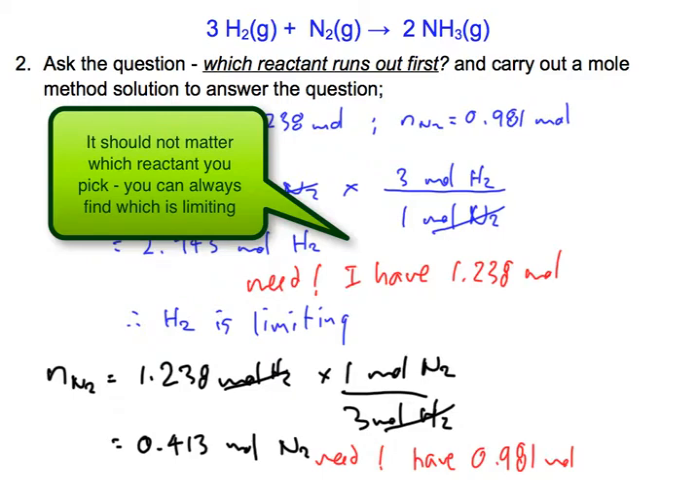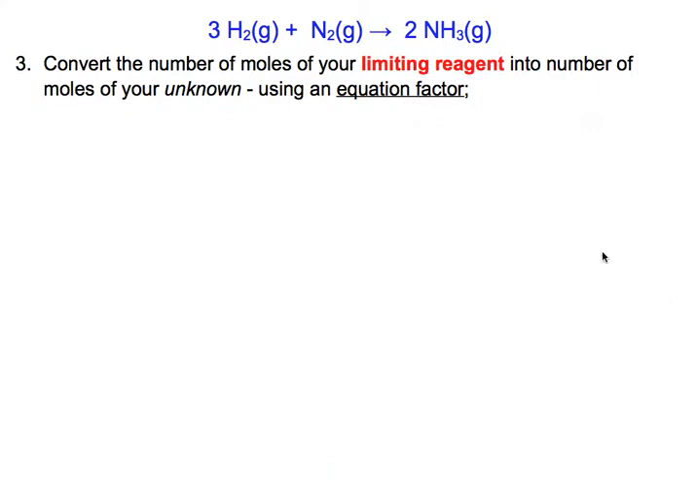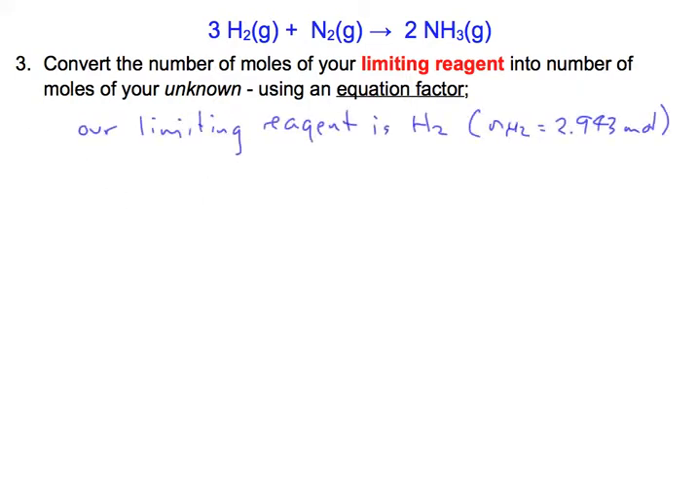But the important bit at the end of all of this is you now have your limiting reagent, hydrogen, and you know the molar amount of your limiting reagent as calculated in the first part based on a given mass, 0.1238 moles. So now we can go on to the next step, which is just finishing a mole method question given our limiting reagent. So convert the number of moles of our limiting reagent into the number of moles of our unknown. So again, our limiting reagent was hydrogen with that molar amount.